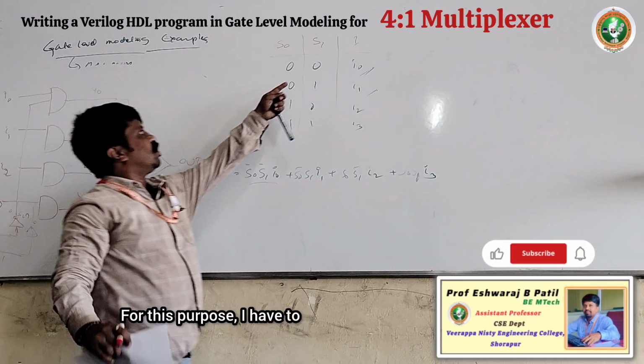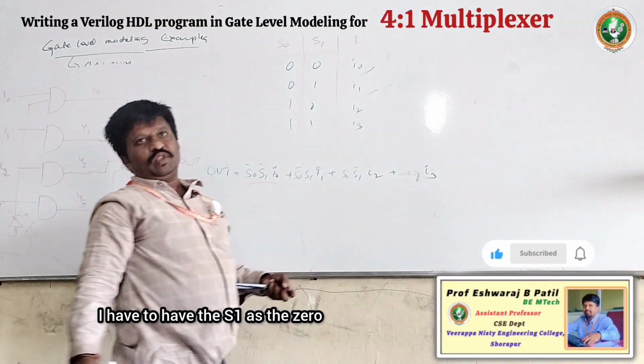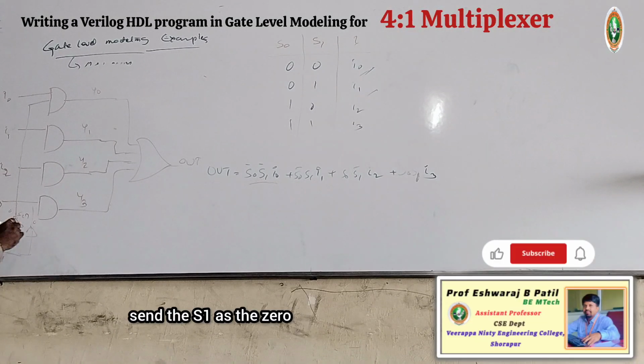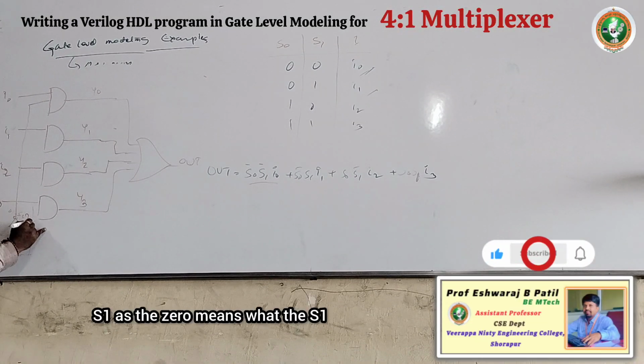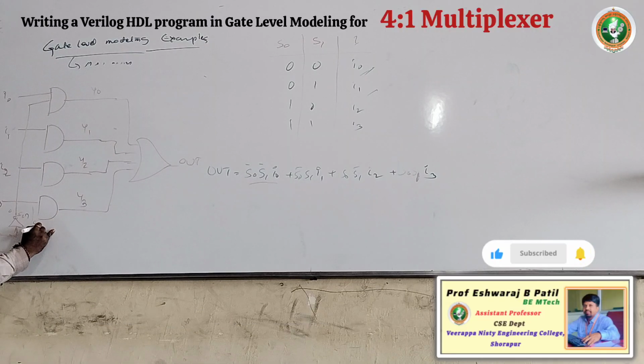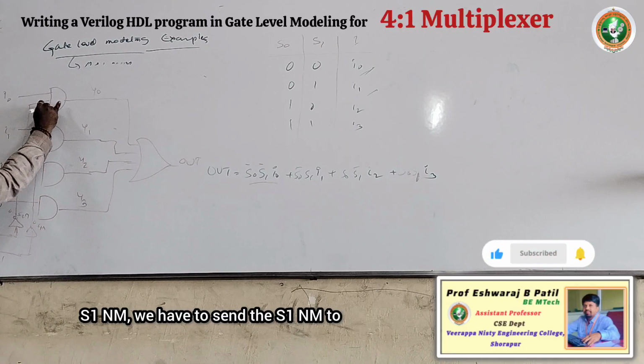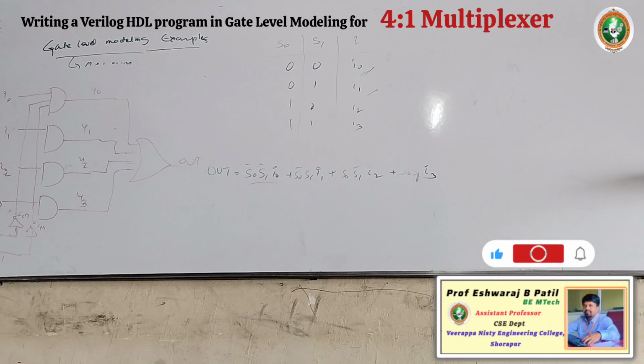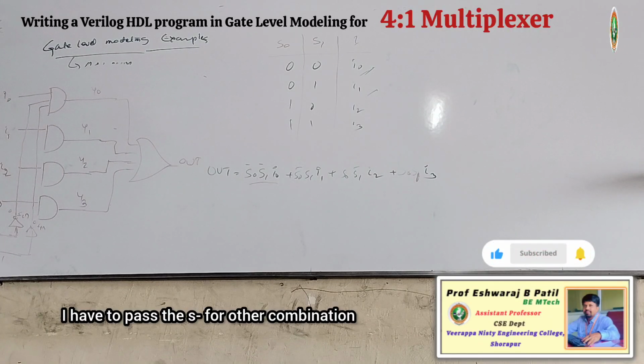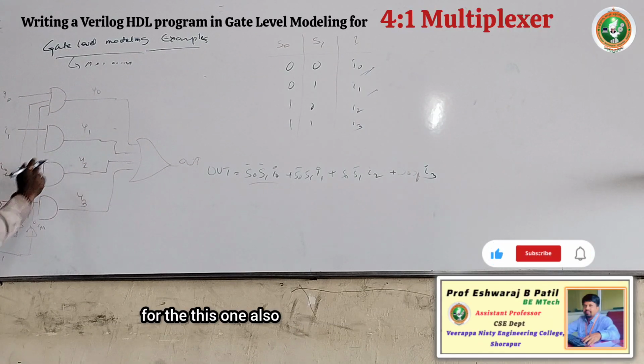For this purpose, I have to have S1 as 0. S1 as 0 means what? S1n. You have to send the S1n to the first AND gate. Similarly, I have to pass the other combination for this one also.